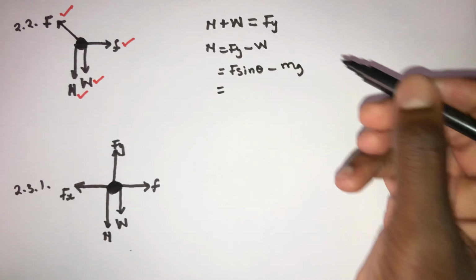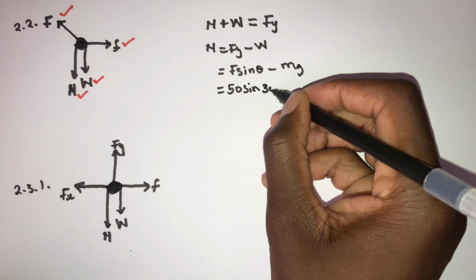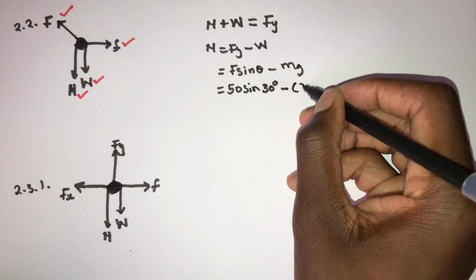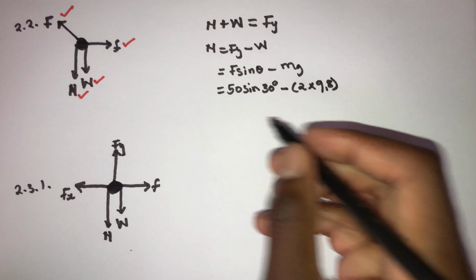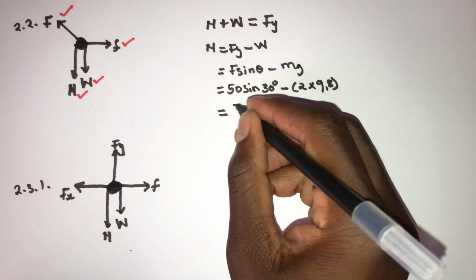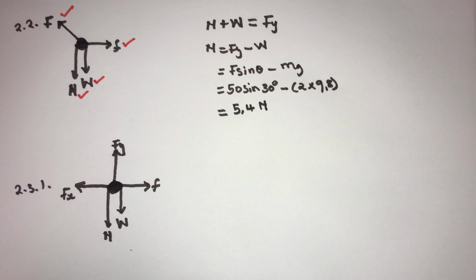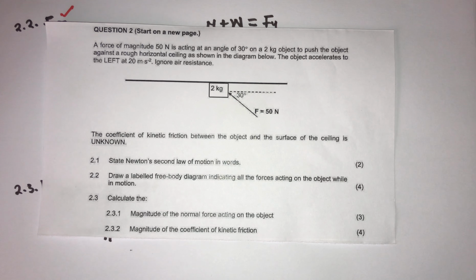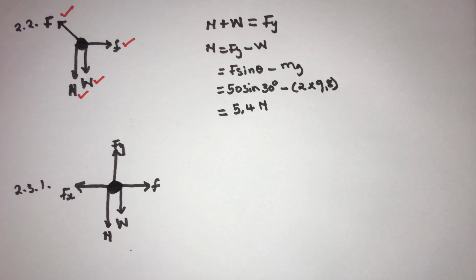So F sine theta, we have 50. That is the given force, and then the angle, they said is 30 degrees, and then minus the mass of the object is 2, then multiply by 9.8. So from here, the calculator is going to give us 5.4 Newton. That is our normal force. And then from there, the last question, it says calculate the magnitude of the coefficient of kinetic friction. So to calculate the coefficient of kinetic friction, you need the normal force, you need the frictional force, we need everything.